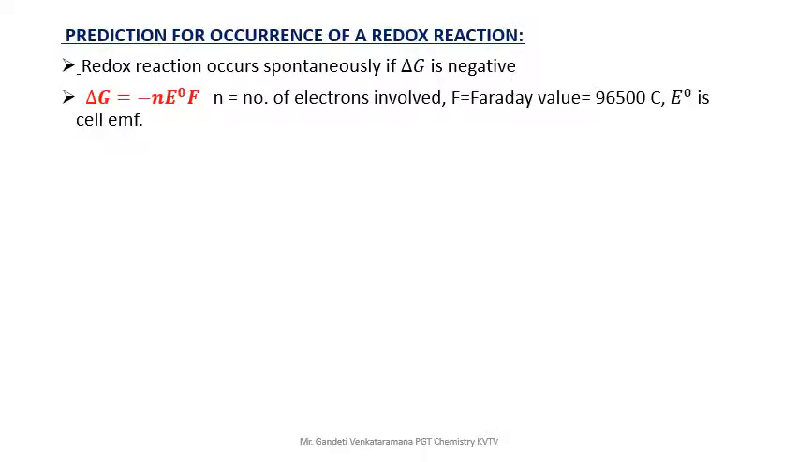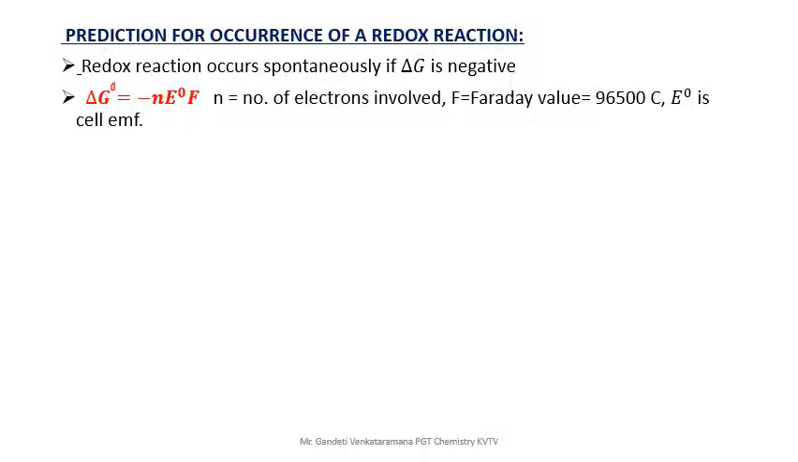Next, delta G equal to minus n E naught F. Just a mistake is there. Take this one, delta G naught. I will show you. We have put here delta G naught. Delta G means Gibbs energy, not always standard Gibbs energy. E naught is the standard electrode potential. If I remove naught, you will get what we call Gibbs energy. If I remove naught here, then you will get electrode potential. So naught represents standard Gibbs energy.